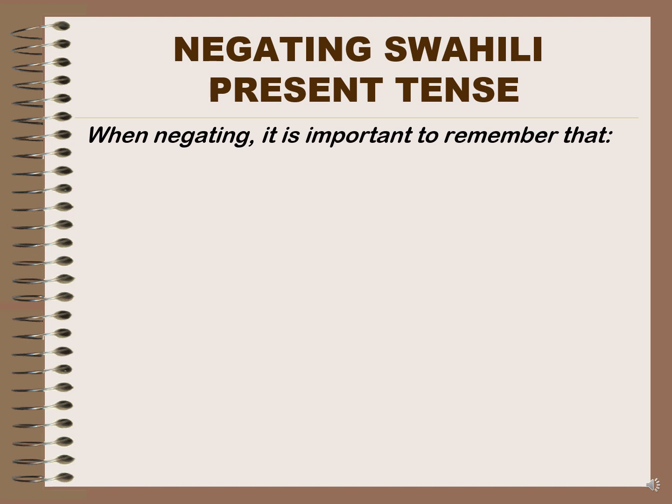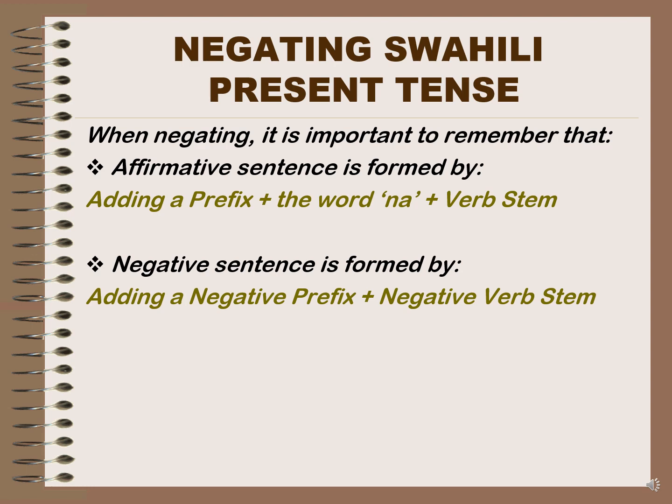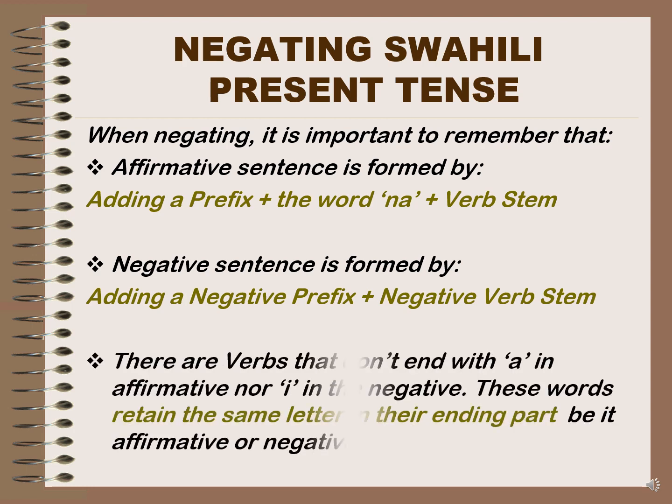When negating, it is important to remember that an affirmative sentence is formed by adding a prefix and the word na plus the verb stem. A negative sentence is formed by adding a negative prefix plus a negative verb stem. We'll see examples later.